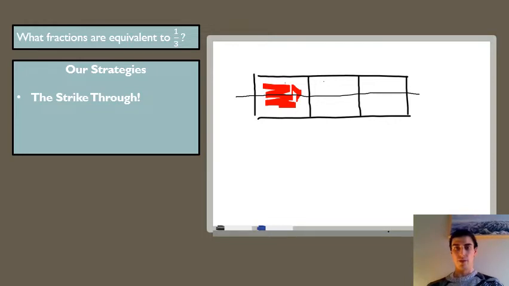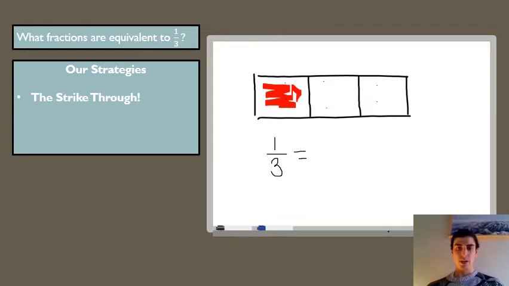1, 2, 3, 4, 5, 6. Oh, so I took my 1/3 and made it 2/6. Just 2 shaded out of 6 total. Still the same amount, different names for the same thing. All right, that's one equivalent fraction for 1/3. I would bet that there are more though. So let's see if we can find some more.